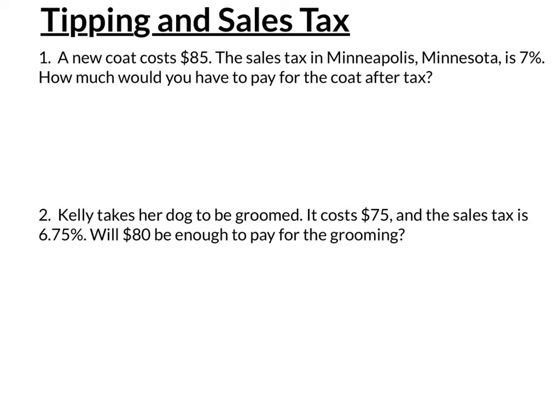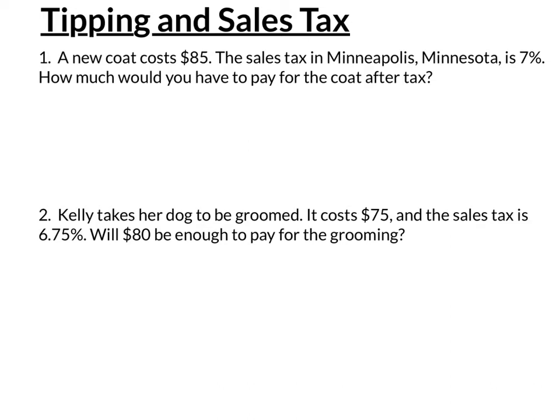Our first couple examples are going to look at sales tax. In example 1, a new coat costs $85. The sales tax in Minneapolis, Minnesota is 7%. How much would you have to pay for the coat after tax? So the first thing we have to do with this situation is find the amount of tax that we're going to have to pay on the coat.